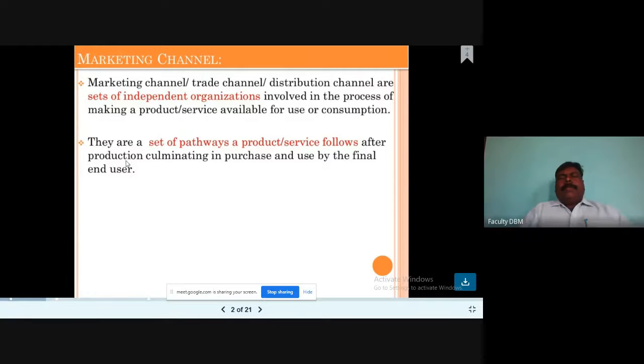So marketing channels, or trade channels, or distribution channels, are a set of independent organizations like C&F agents and couriers, and we have middlemen or brokers, or we can say the wholesalers, dealers, retailers. These are all independent organizations. They are the set of pathways a product or service flows through after production, culminating in the purchase and use by the final end user. So this is what happens in a marketing channel.